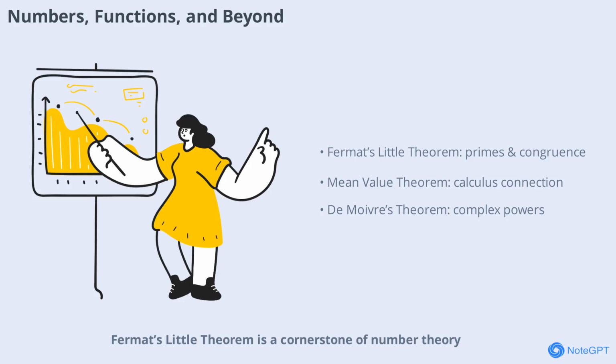Fermat's little theorem is a cornerstone of number theory, stating that if p is a prime and a is not divisible by p, then a^(p-1) is congruent to 1 modulo p. This result is fundamental in cryptography and modular arithmetic. The mean value theorem bridges calculus and real-world change, guaranteeing that for any continuous and differentiable function on [a, b], there's a point where the instantaneous rate of change matches the average rate.